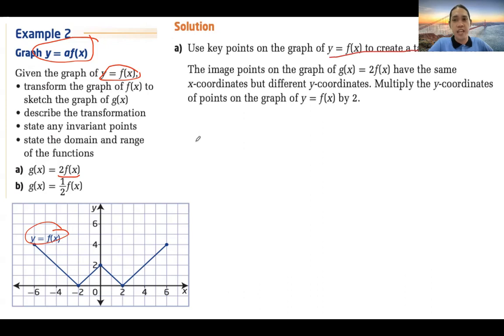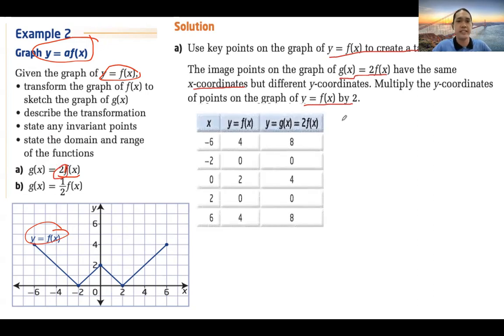f of x to create a table of values. So the image points on the graph of g of x is equal to 2f of x have the same x coordinates, but different y coordinates. Multiply the y coordinates of points on the graph of y is equal to f of x by 2. Why 2? Because your a is 2. I hope you are guided.